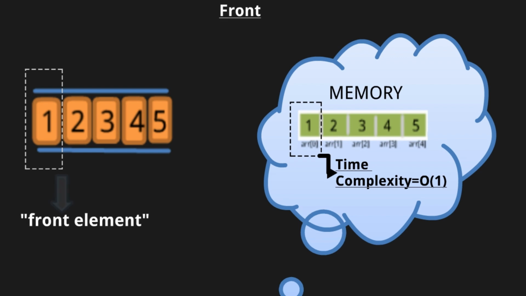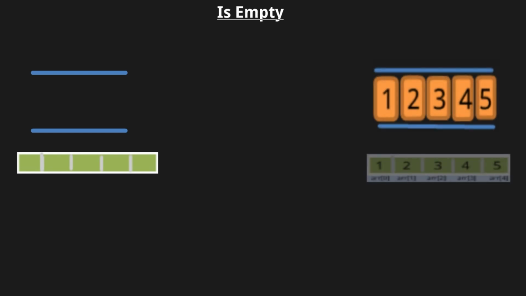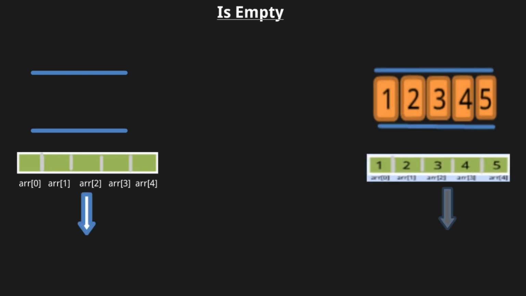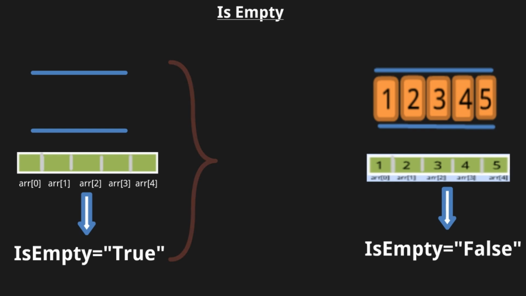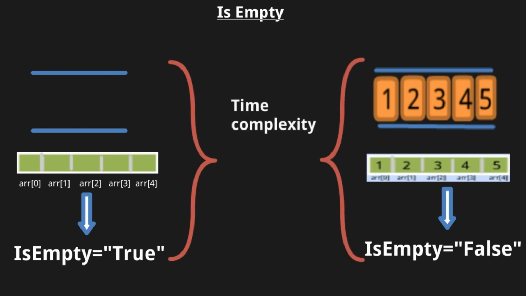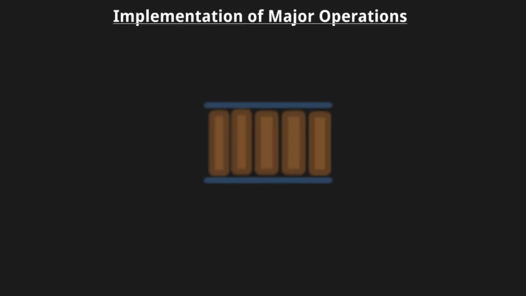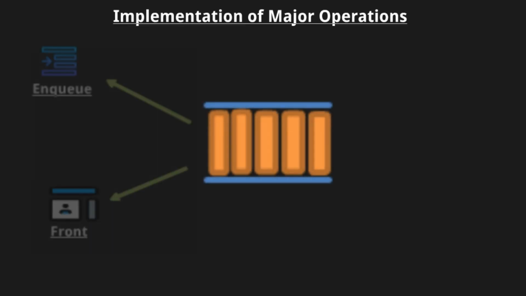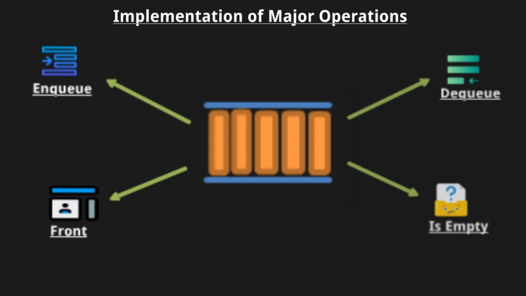This operation also takes constant time, O(1). IsEmpty checks if the queue is empty. It returns false if the queue has elements and true when front equals -1. This simple check is performed in constant time, O(1). These operations, enqueue, dequeue, front, and IsEmpty, define our interaction with a queue, ensuring data management in first in, first out order.